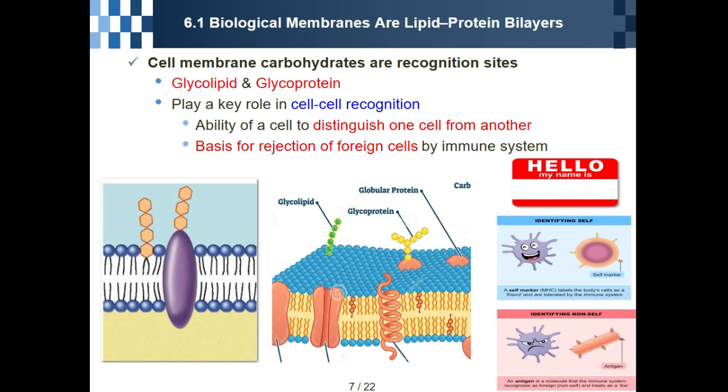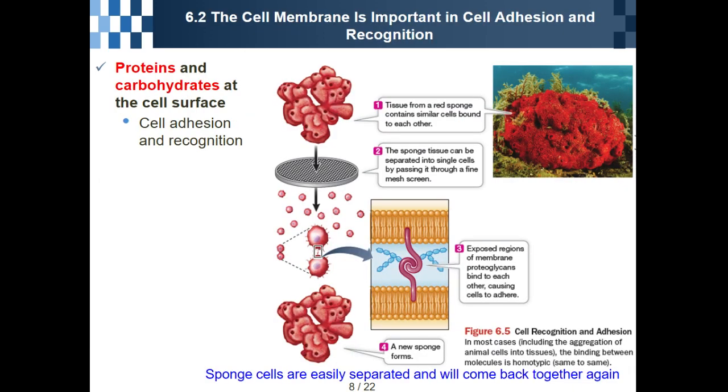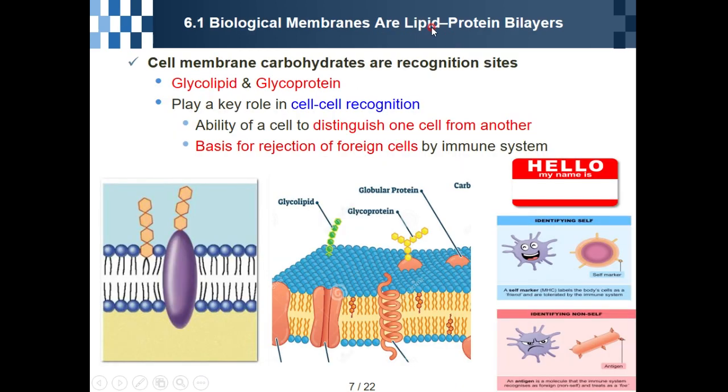So, the carbohydrates, the glycolipids and glycoproteins are recognition sites. Okay. So now we will go to the second subject. The cell membrane is important in cell adhesion and recognition. Previously, I mentioned that glycoproteins and glycolipids play an important role in cell-cell recognition.